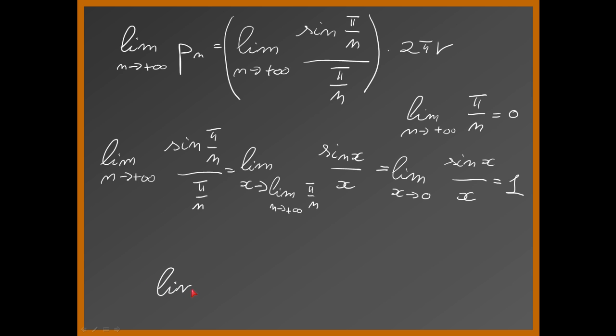Then the limit as n approaches plus infinity of the perimeters of the regular n-gons is 1 times 2 pi r, which indeed completes the exercise.